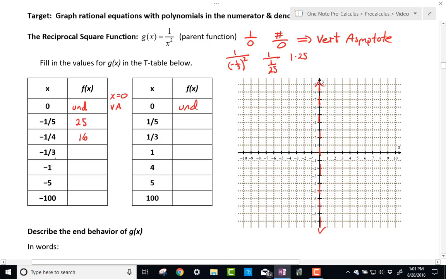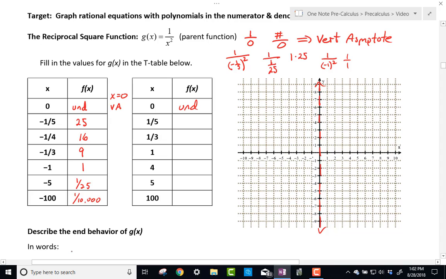Same thing with a 3rd. You square it, it becomes a 9th. You flip it over, this becomes 9. Now, we get to negative 1. We do 1 over negative 1 squared. Well, negative 1 squared is still positive 1, and 1 over 1 is still 1. 1 over negative 5 squared. Well, negative 5 times negative 5 is 25, so this becomes 1/25. And then 1 over negative 100 squared becomes 1 over 10,000.